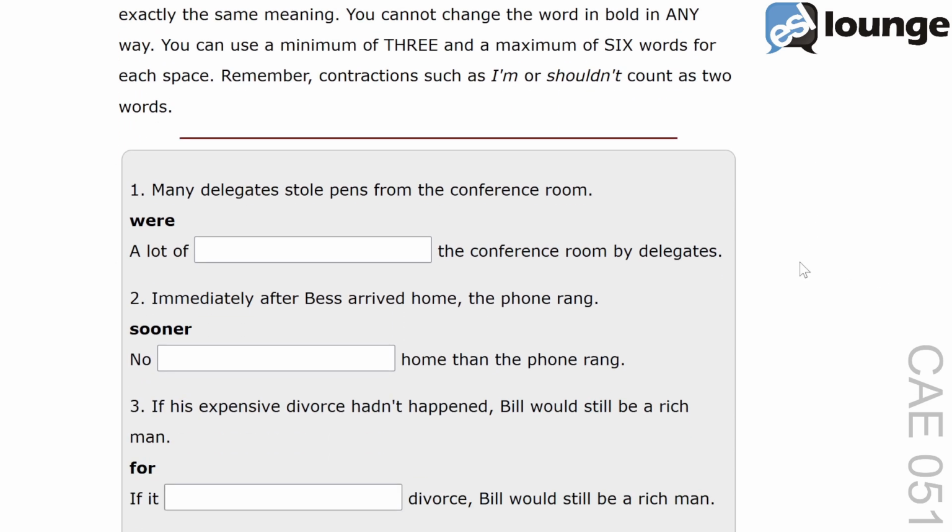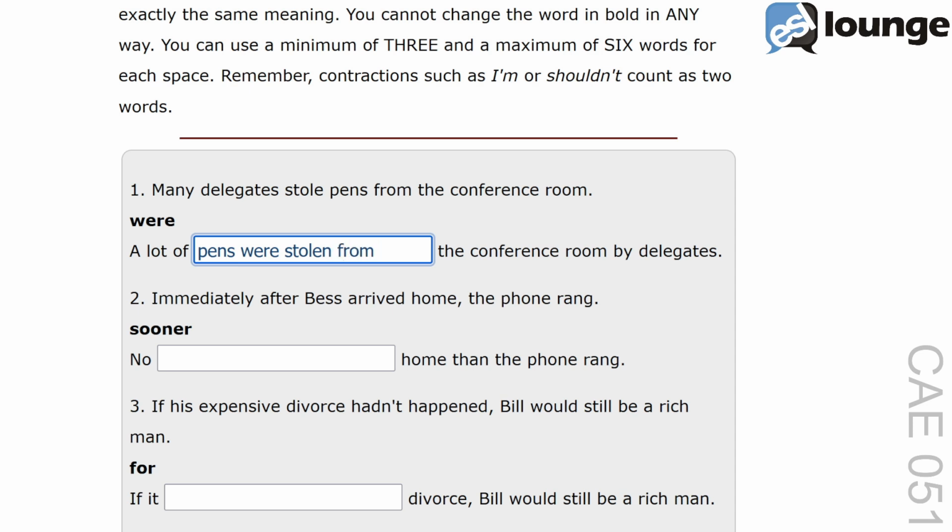The original sentence is, many delegates stole pens from the conference room. The keyword is were, and the second sentence is, a lot of blank the conference room by delegates. The correct answer is, a lot of pens were stolen from the conference room by delegates.